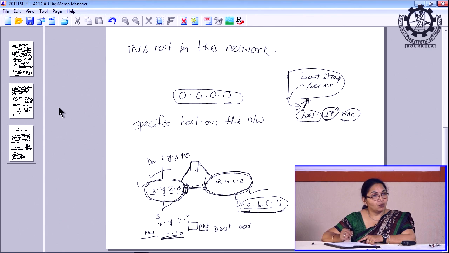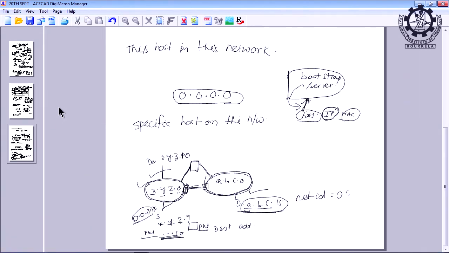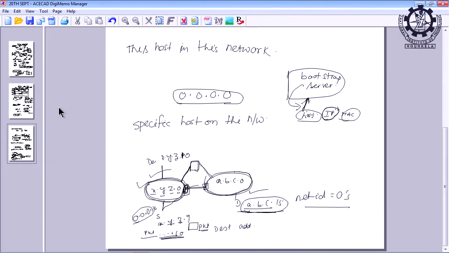So in that case, what the sender can do, instead of giving the destination address as x.y.z.10, is give 0.0.0.10, meaning the net ID is all zeros, indicating to the router that this packet does not have to go outside the network. It has a destination somewhere inside this network. So when the packet goes to the router, the router does not forward it anywhere else. It keeps the packet within the network. This is a kind of filtering of the packet from moving ahead.